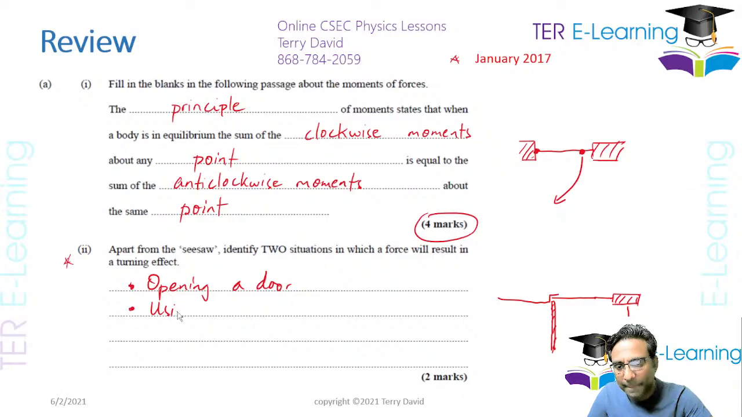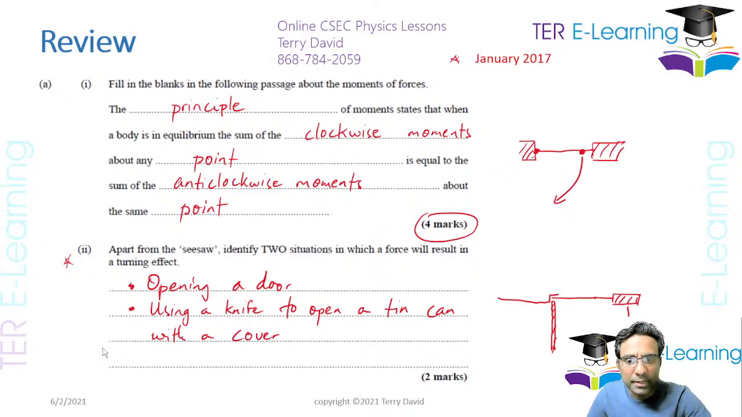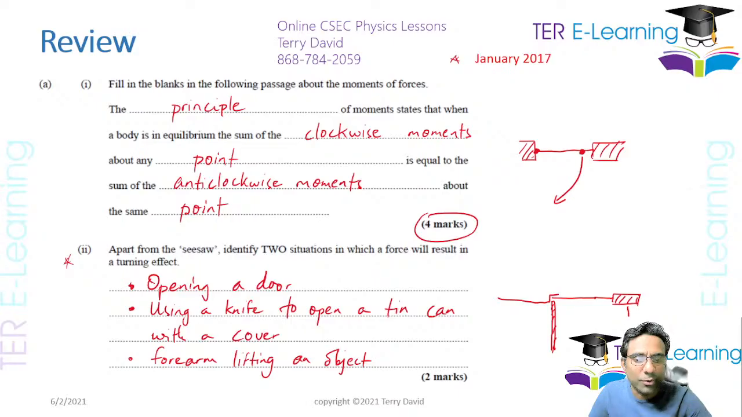Using a knife to open a tin can with a cover. Or use the wood with a cover. Your forearm lifting an object, right? So your forearm. They just want any two examples or any two situations, so you put whatever you want, once it makes sense. Any two situations.